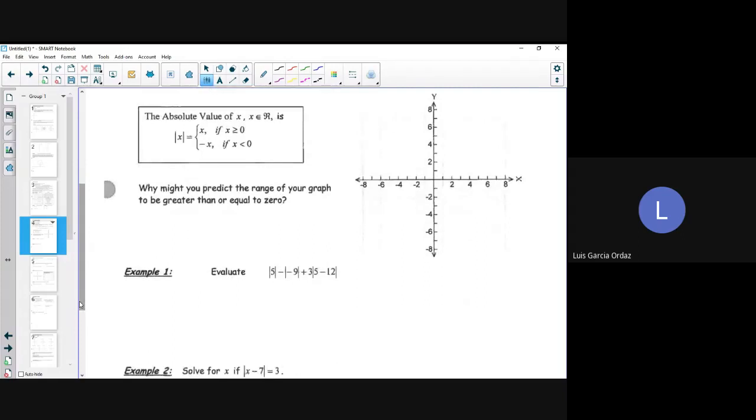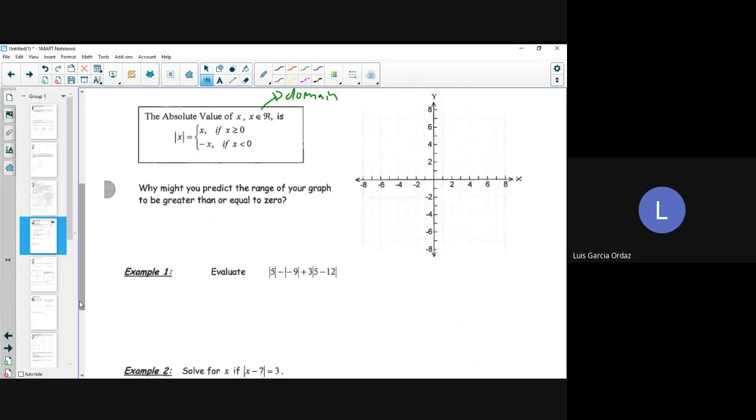So the absolute value of x, where x is an element of the real numbers. So here we're talking about our domain. The absolute value of x is positive x if x is greater than or equal to 0, and negative x if x is less than 0.